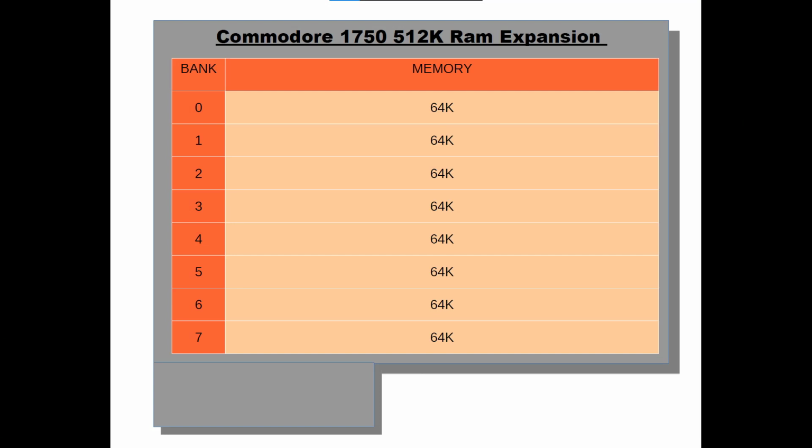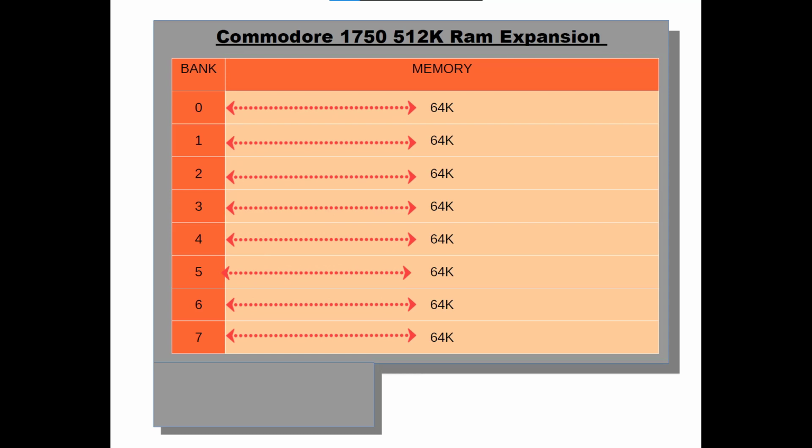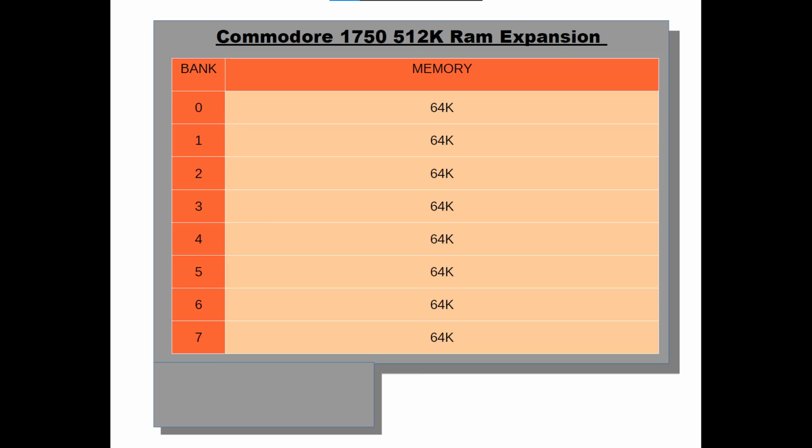Let's take a look at a Commodore 1750 512K RAM expansion unit. On the left we have banks 0 through 7, for a total of 8 banks. And in the middle here is memory, which is always 64K of RAM per bank. Since there is no direct way to ask the RAM expansion unit how much RAM it has, we have to exploit a limitation of the RAM expansion unit to find out how much RAM is in it. Let me show you.